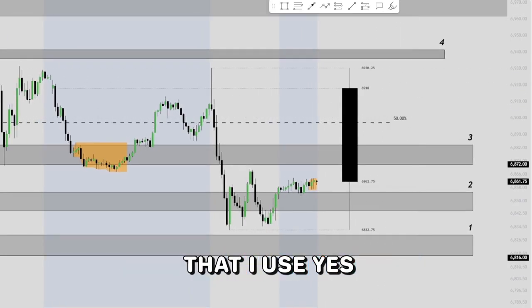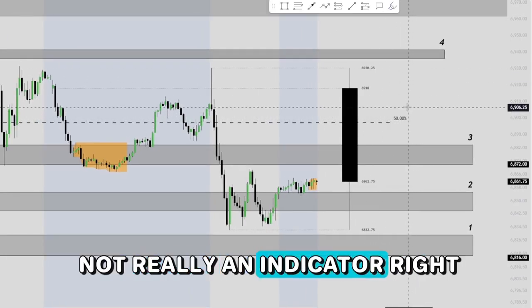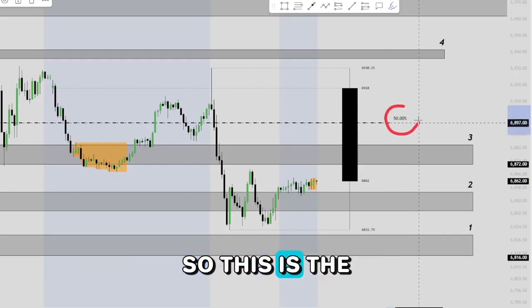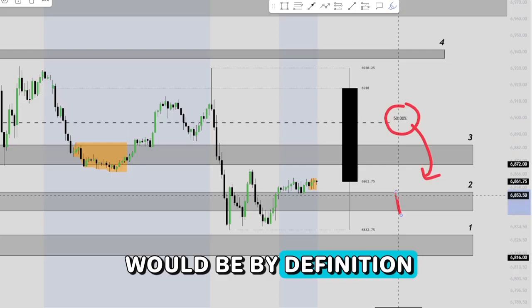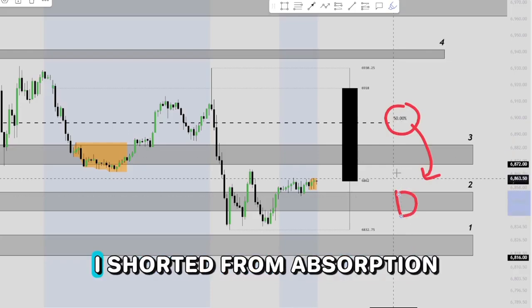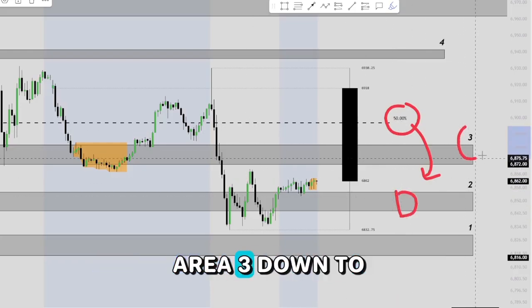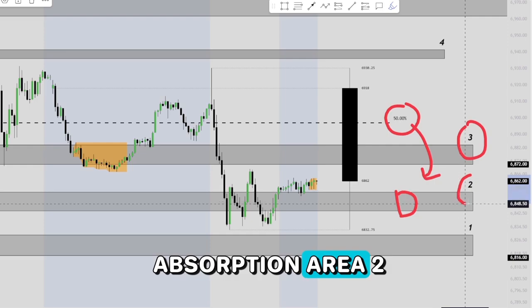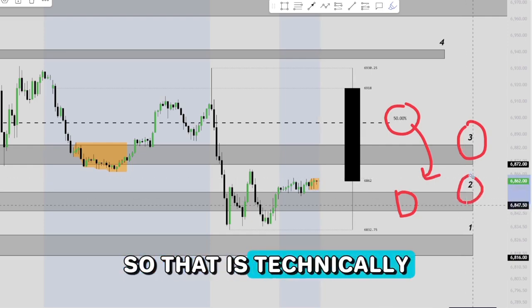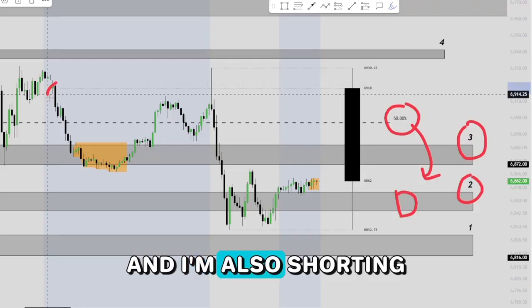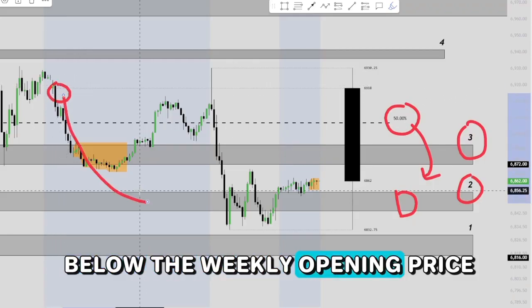yes, I use the fib, even though this is not really an indicator, right? So this is the 50% area. Anything below that would be by definition a discount. However, I shorted from absorption area 3 down to absorption area 2. So I was shorting a discount, which is technically breaking the rules. And I'm also shorting below the weekly opening price.